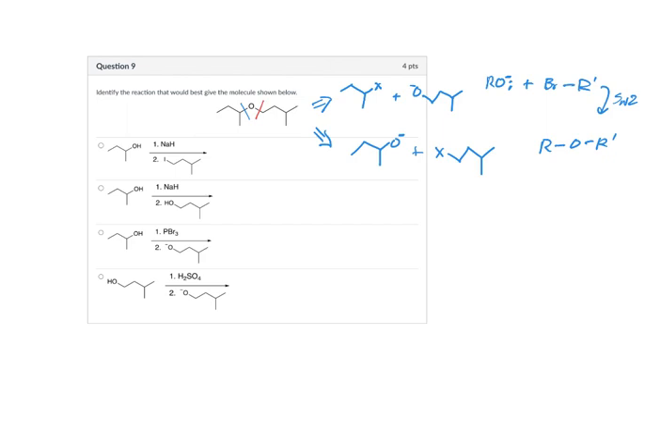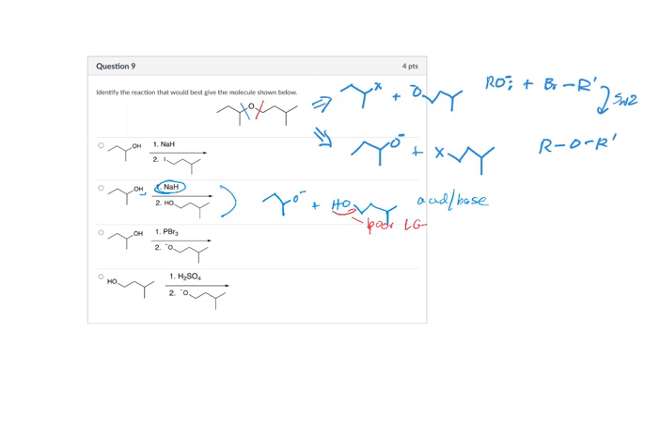If we look at the rest of these choices down here, we'll see that a couple of them don't really follow this pathway. So for example, this one here: what sodium hydride does is it deprotonates the alcohol to form the alkoxide. So in the first step on this one, we generate O-, but when we react that with another alcohol, all we can possibly do here is acid-base chemistry, because hydroxide is a poor leaving group.